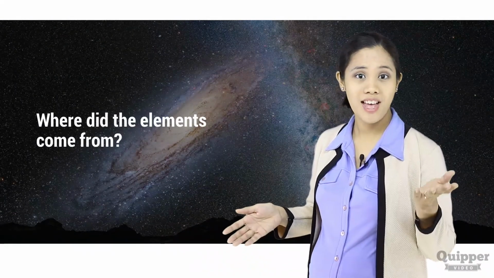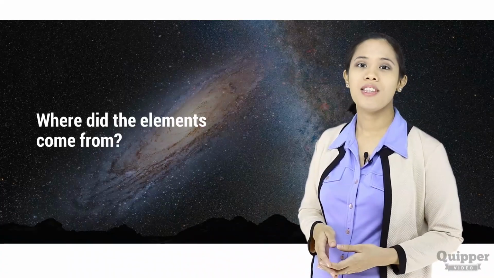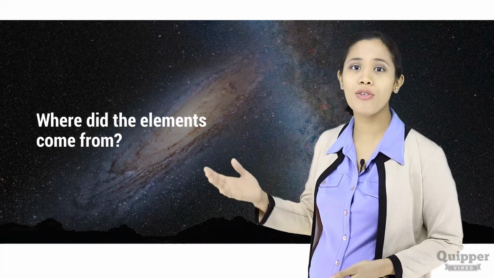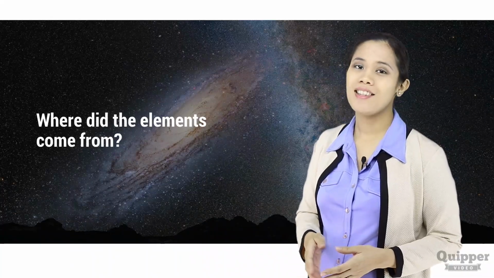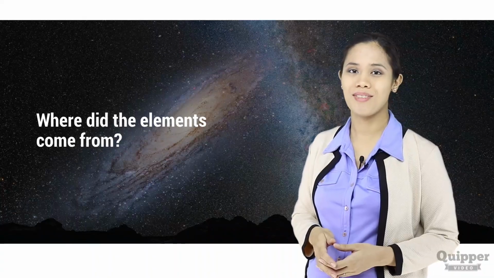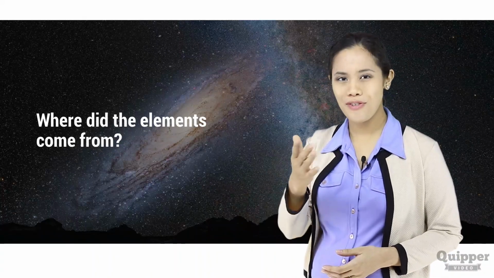Now, where did the elements come from? We now know that they were manufactured in some form of cosmic alchemy. The light elements were formed during the Big Bang Nucleosynthesis. The heavier elements? We'll find out soon.